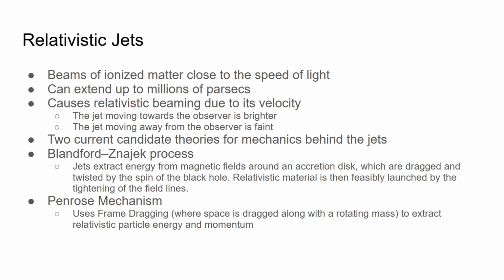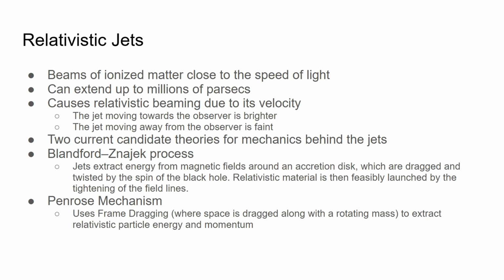Okay, and then along with accretion disks, you have relativistic jets. These are beams of ionized matter that travel close to the speed of light, and they can extend up to millions of parsecs. And this causes relativistic beaming due to its speed near the speed of light. So, say if the jet is moving towards you or an observer, it'd be a lot more luminous and a lot brighter. But if the jet is moving away from the observer, it'd be a lot more faint and dull.